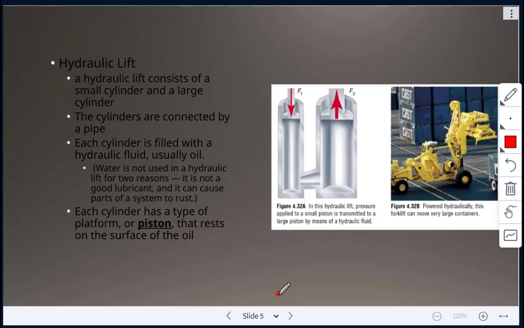And then each cylinder has a piston, shown here, that rests on the surface of the oil. Okay, so piston, the pipe in between, cylinder, pipe in between, and then the pistons are on top, resting on top of the fluid. All right, this is an example of a hydraulically powered device. This is a forklift that is used to move very large containers.